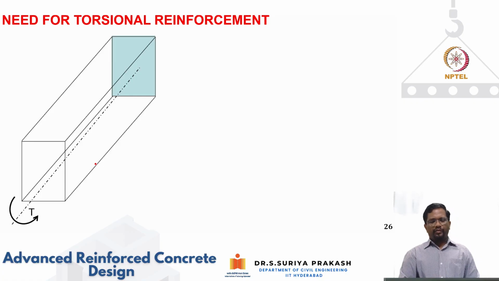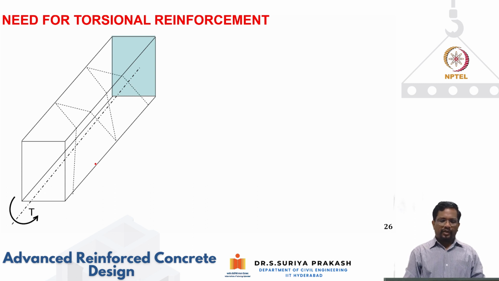Now let us see why we need this torsional reinforcement. As I said, when you twist a reinforced concrete element, I'm going to have the spiral crack, and that member is going to elongate. In addition to that, there's going to be a shear flow going around the periphery of the cross section. So you will find these kinds of cracking that will happen.